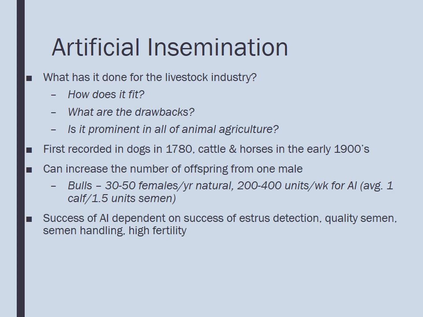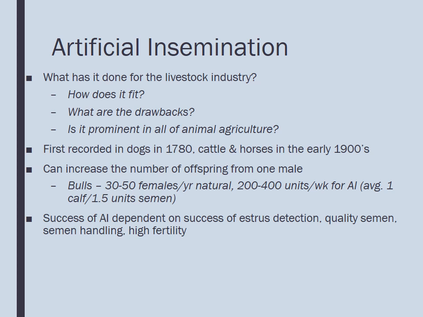So it's not prominent in all of animal agriculture. Historically, it's recorded in dogs back in the late 1700s, and it really became prominent in cattle in the 1900s. It was used on horses for a little while and then kind of lost its appeal. Basically, one bull will cover about 50 animals a year naturally. Some of you like to contest that number, but all the data supports 30 to 50 females is what a bull can effectively cover in a year's time.